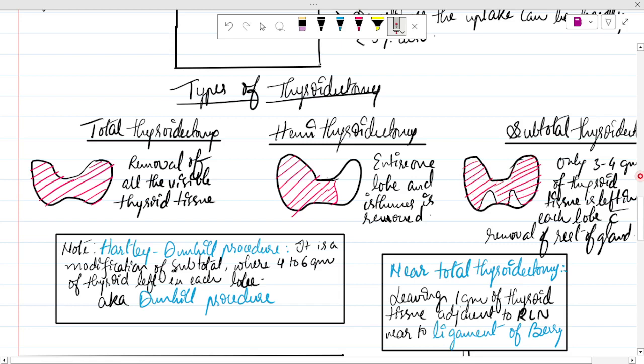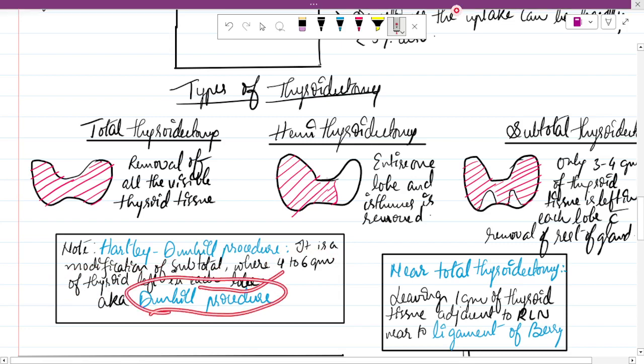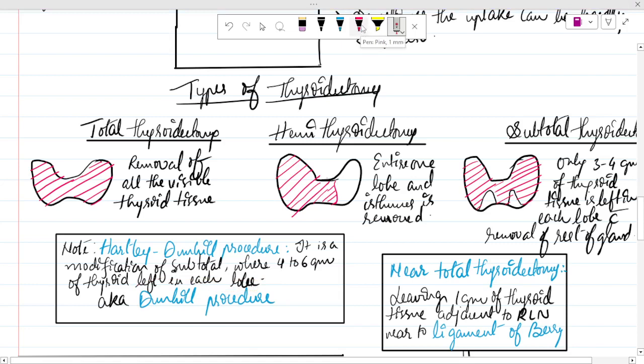Now there is one more, a modified subtotal thyroidectomy, called the Hartley-Dunhill procedure. It is a modification of subtotal thyroidectomy where 4 to 6 grams of thyroid is left on each lobe. That is also called the Dunhill procedure. Now you might ask me, sir, why should we learn all these procedures? Because in the exam you might be given this image, or something like a history, wait, I will tell you.